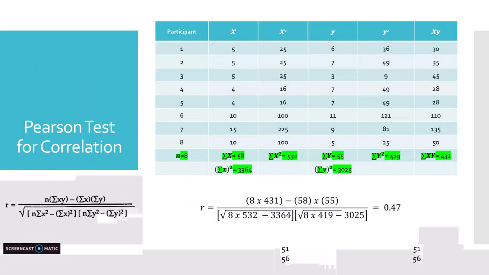Running through the Pearson test for correlation, first you have to get the number of participants, which is 8 in this example. Then find the sum of x squared, y squared, and xy. Then you need to take the sum of x and square it, and the sum of y and square it. And after this, you have to put the sums of x and y into the formula and it gives you the calculated R value, which as seen on screen is 0.47.